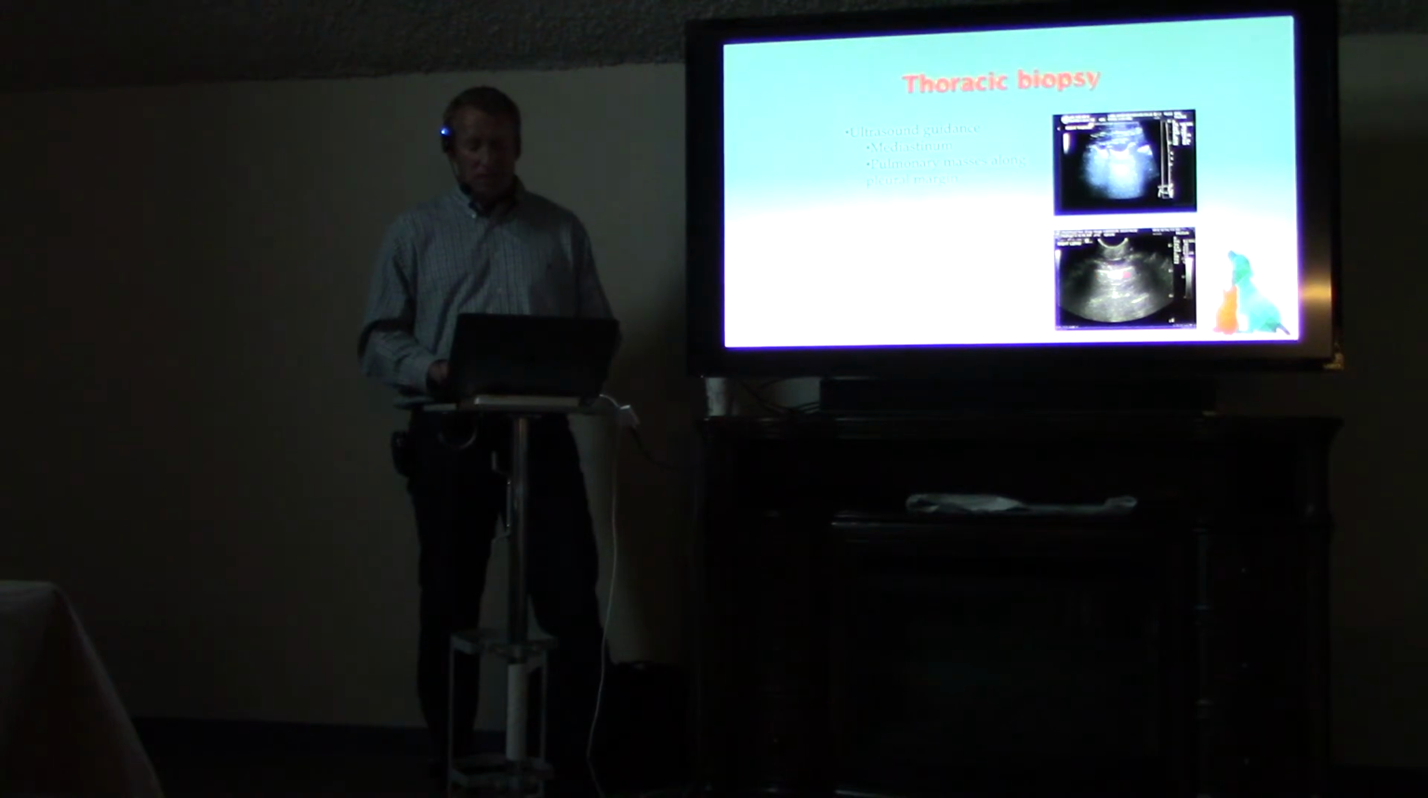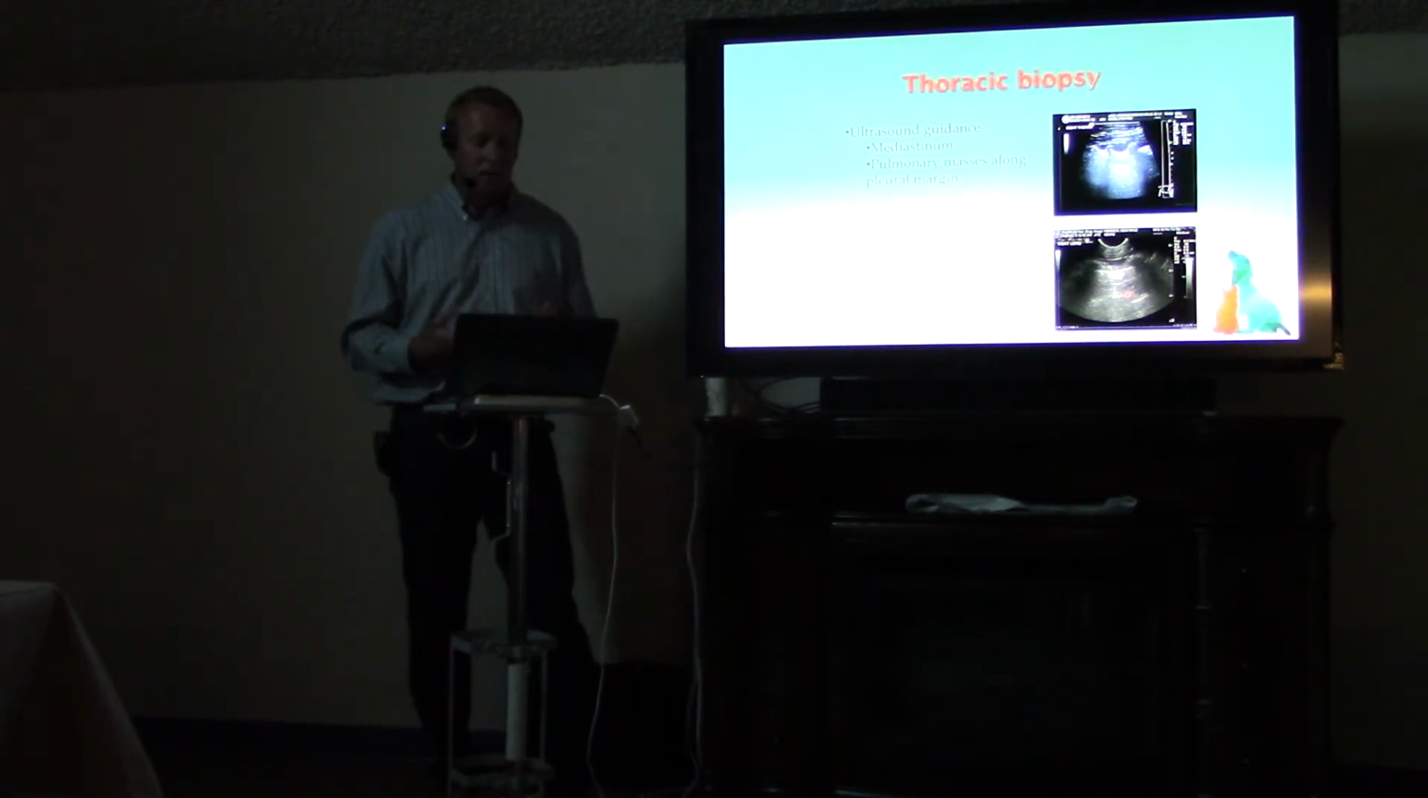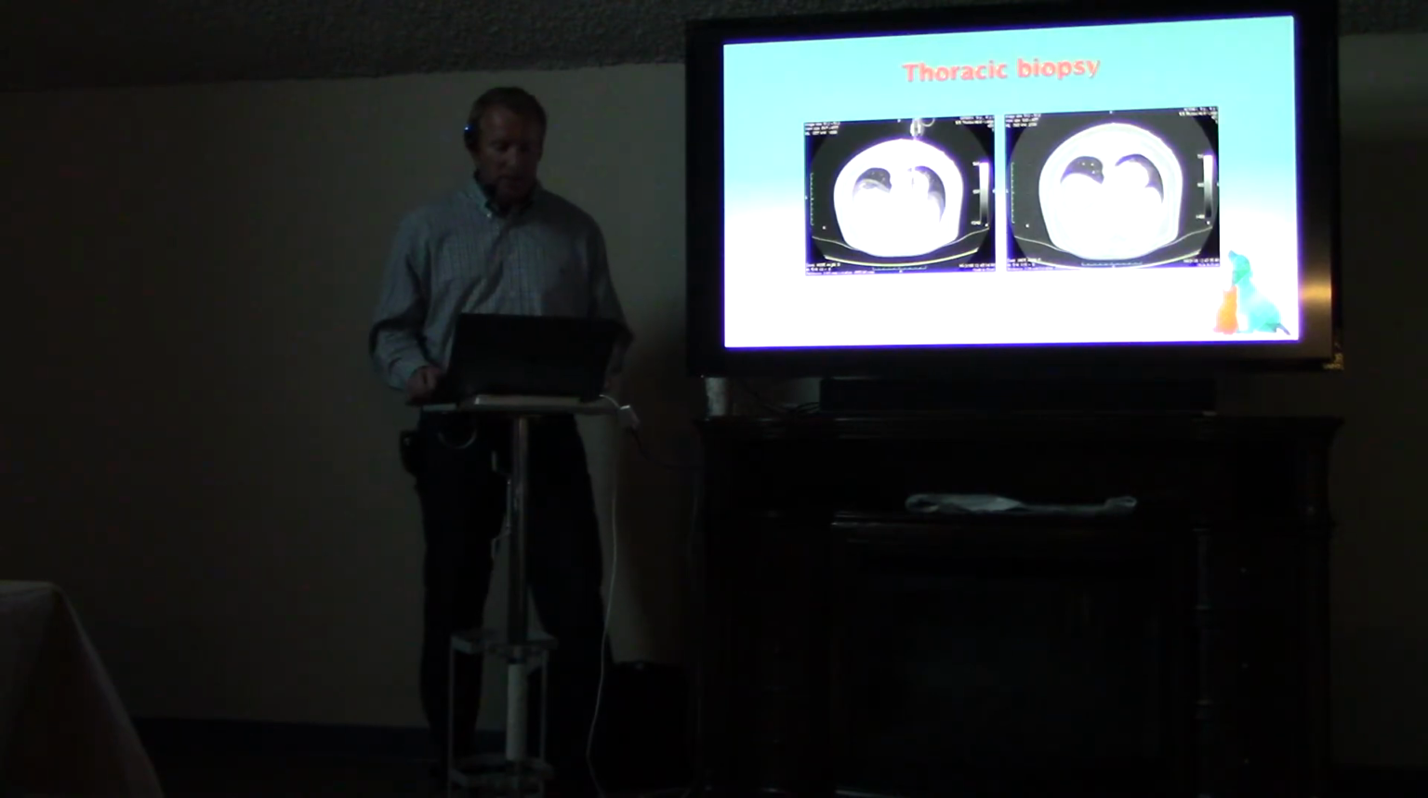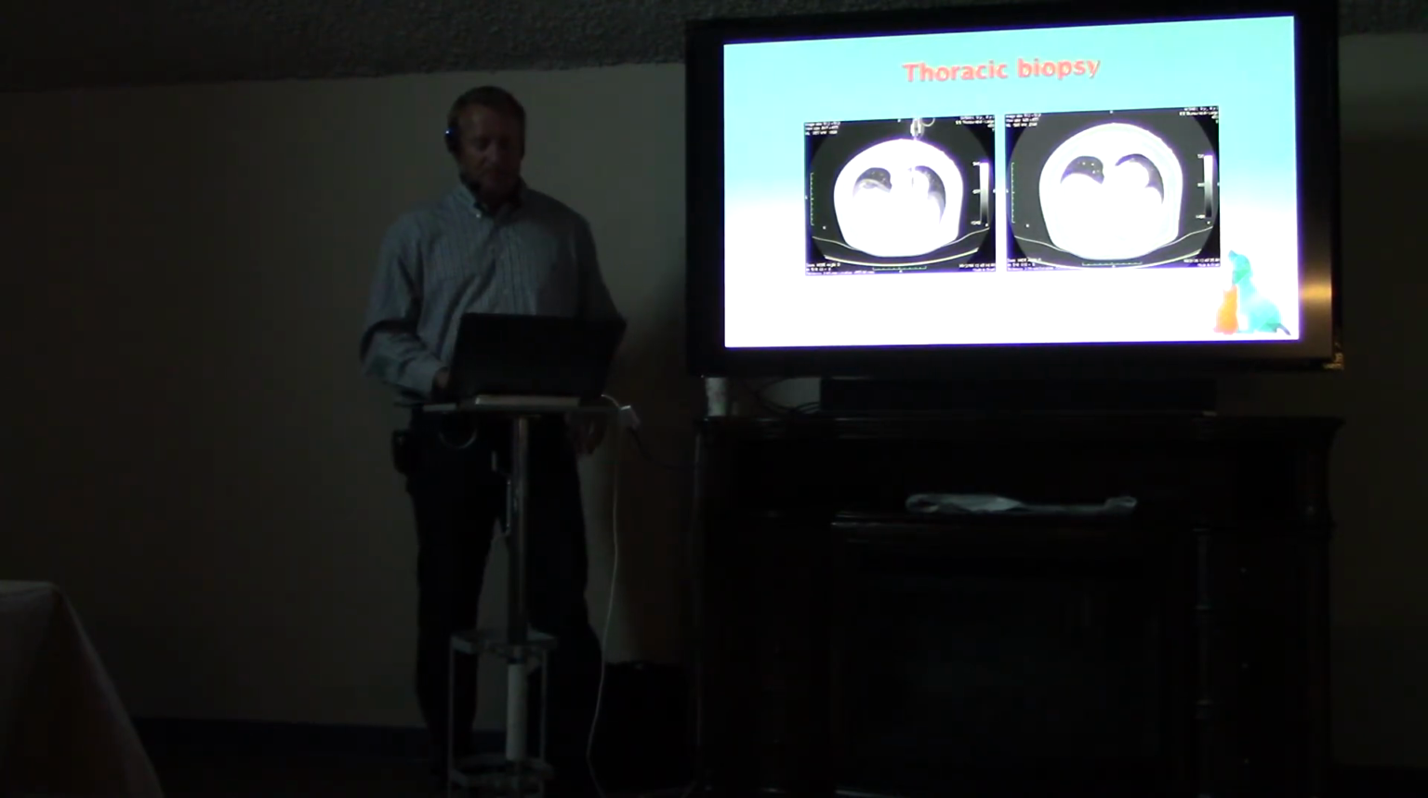So this is just an ultrasound image of a lung. This is the pleural margin of the lung. There could be a large mass sitting right here, but because it's not right at the edge of the lung, we're not going to be able to see it with ultrasound. And so that's where CT can be useful.